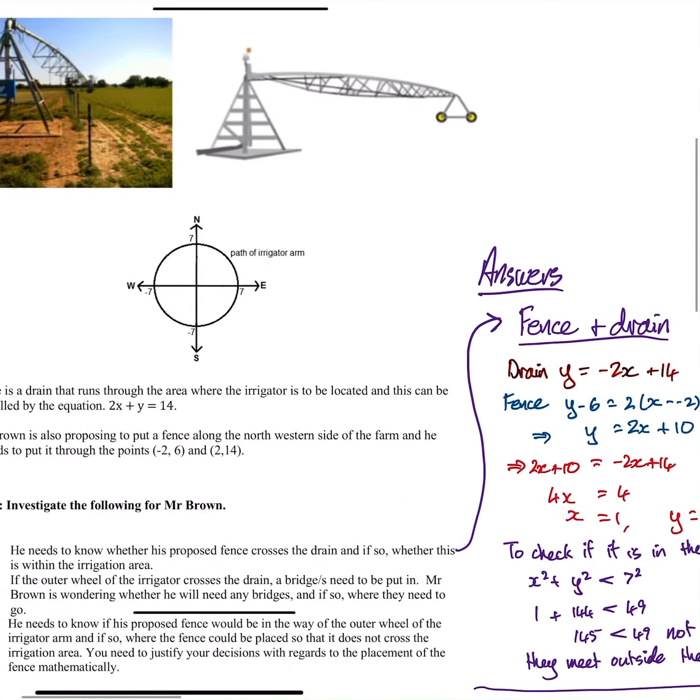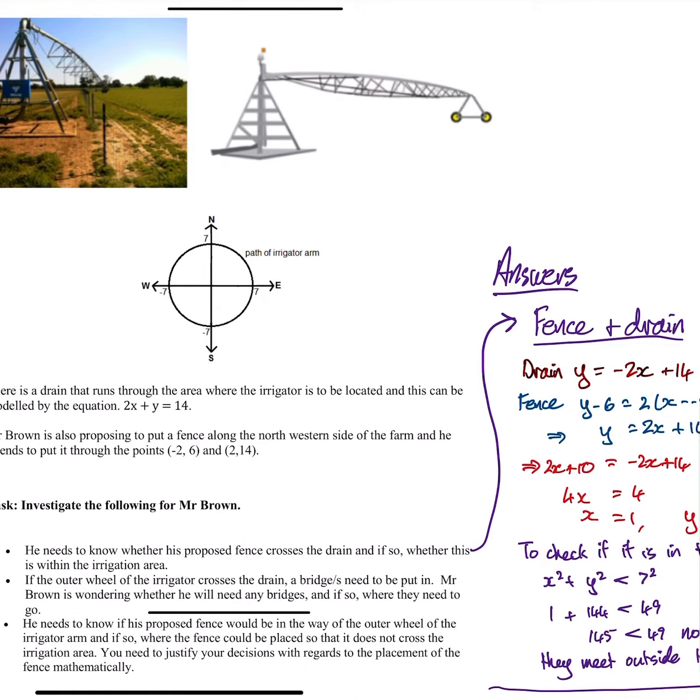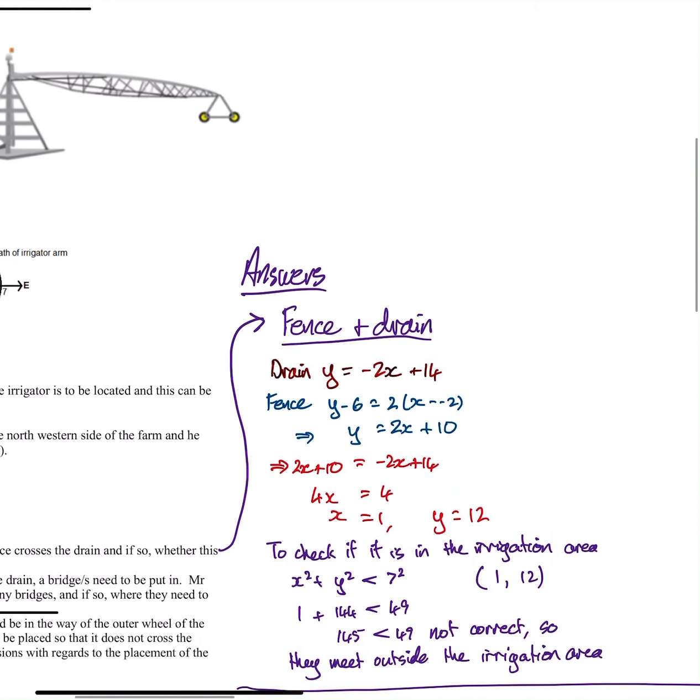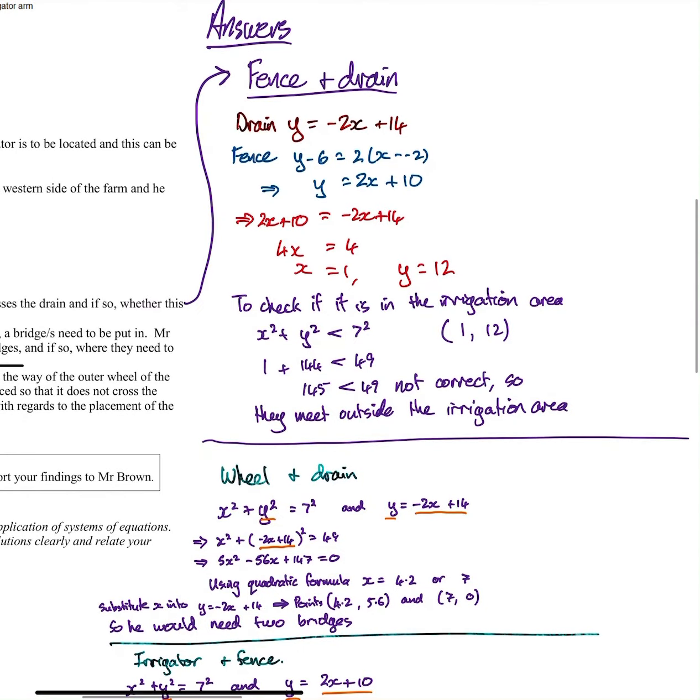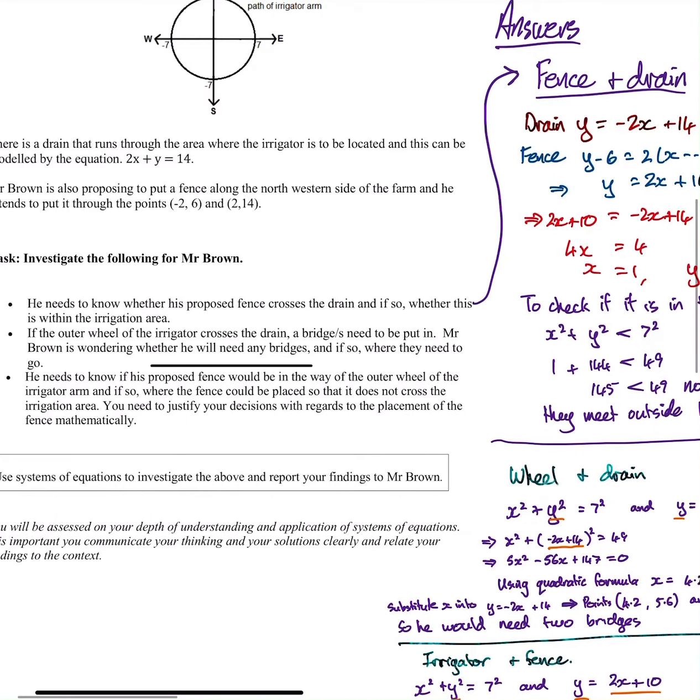For the next one, we need to do the outer wheel and where the drain is so that we can get the bridges. So again, we do the same thing. We merge the wheel and the drain and we find the points, and that's where he would need the two bridges. The last part of the task is he needs to know if his proposed fence would be in the way of the outer wheel.